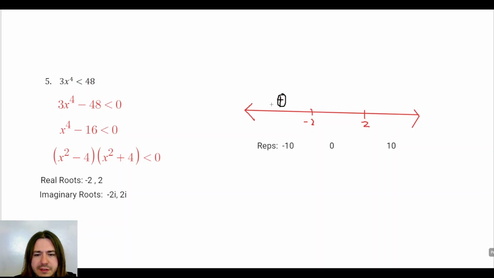We don't have any multiplicity, so I'm kind of expecting this to alternate, but I'm going to check just to make sure that I don't get anything wrong here. If I plug in 0, I get a negative times a positive, which will be negative, so it matches up with my expectation. And if I plug in 10, I'm going to get a positive.